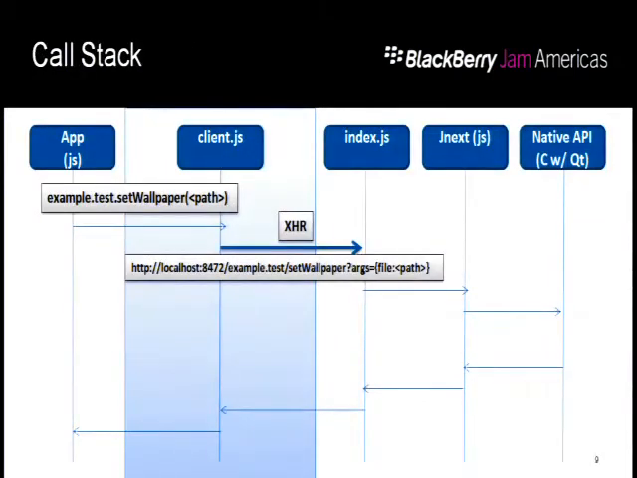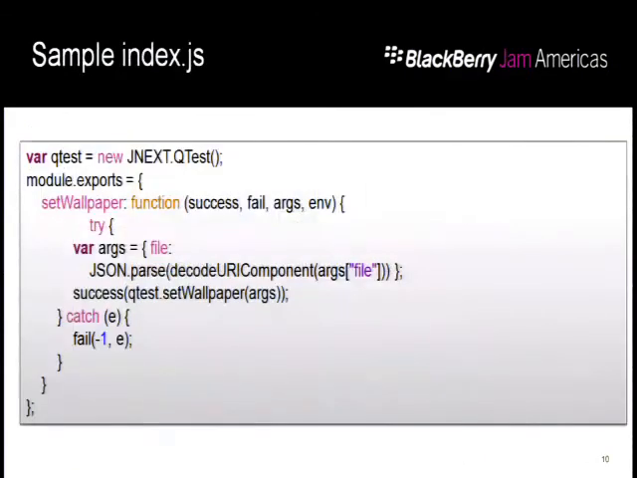Okay, so now everyone understands where we are. It's basically app.js calling example.test.setWallpaper, an XHR call over localhost 8472, with the name of the namespace in between, setWallpaper, args equals file, the file path. So you made it over to the index.js file. At this point, the WebWorks SDK caught that and routed it to index.js. So now we're in the index.js file. Here you get a standard interface when you get the setWallpaper call. You must have a success function, a fail function, args, and environment.